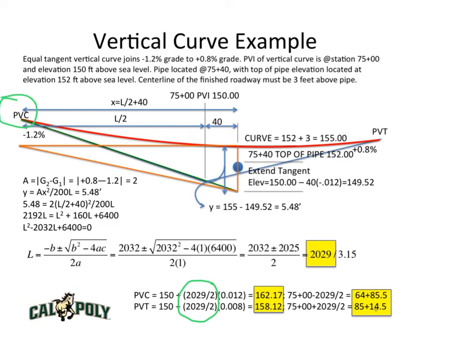And the stationing is just 75 plus 00 minus L over 2, so then the station there is going to be 64 plus 85.5. And we follow a similar procedure for the PVT over on the right. We take the elevation, 150 plus L over 2 times the slope of 0.8%, multiplied by 0.008. So the elevation at the PVT is 158.12. And the stationing is just 75 plus 00 plus L over 2, or 85 plus 14.5.